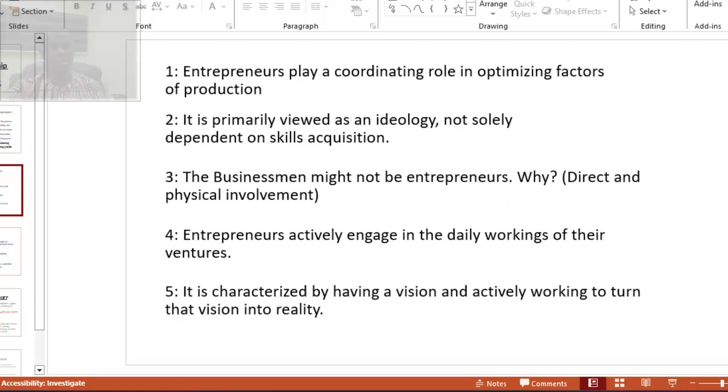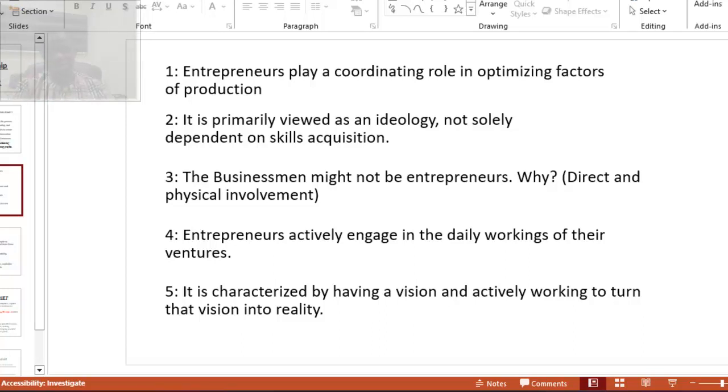Okay? Now, in continuation, we have entrepreneurs, they play a coordinating role in optimizing factors of production. You know, we talked about other factors of production, like the factors of production: land, labor, capital, and entrepreneur, right? An entrepreneur is just an aspect of factors of production. So an entrepreneur now stands as the umpire that controls every other one. You optimize them so as to have an economic value on any idea that you have.